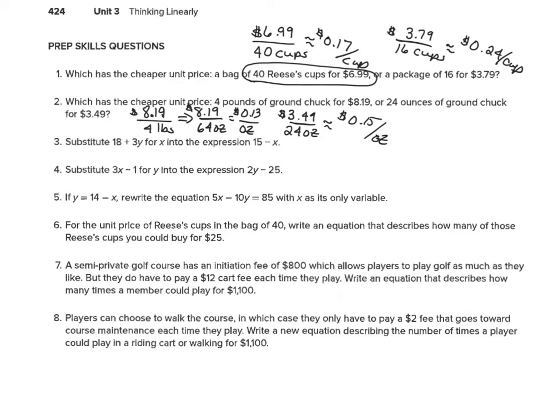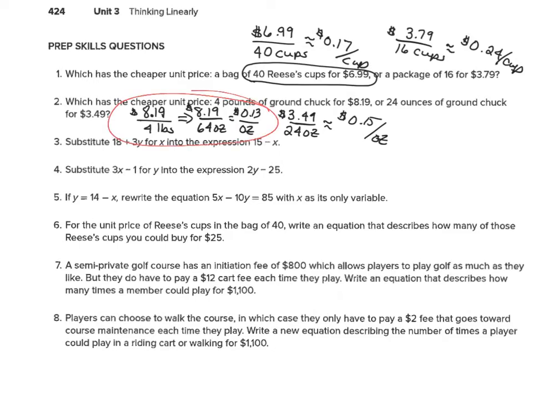So that's why, if you'll notice here, I changed my 4 pounds to 64 ounces, or 16 ounces in a pound. Okay, so then $8.19 divided by 64 ounces gave me about 13 cents an ounce. And then over here, $3.49 divided by 24 ounces gave me about 15 cents per ounce. So clearly, this one is the cheapest situation.